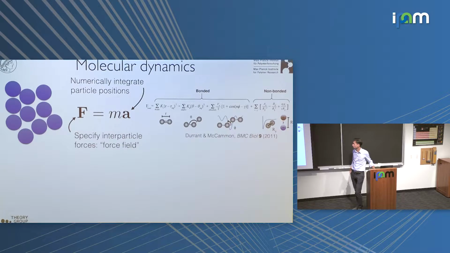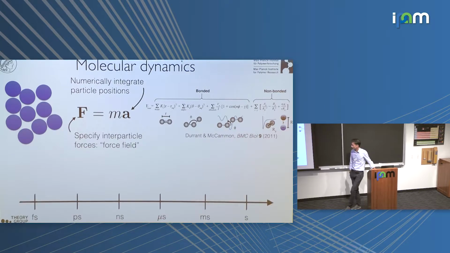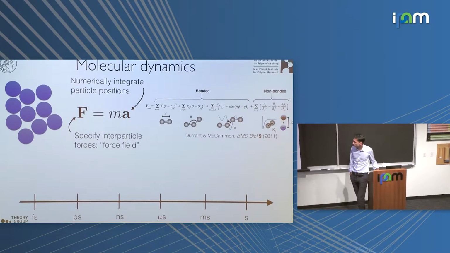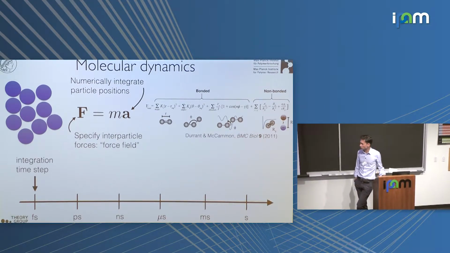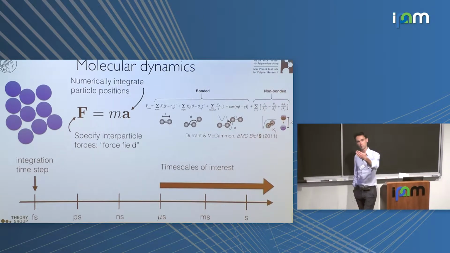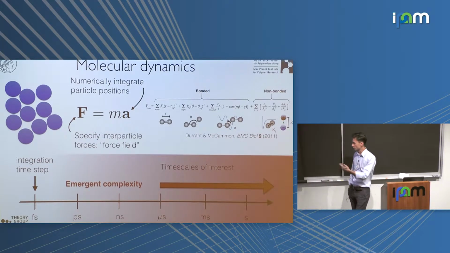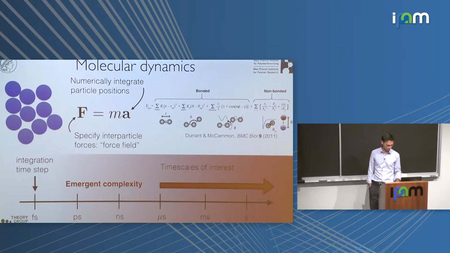We have to work with specific force field terms, and it's something I'm not going to go back into. These are the basic ingredients that you need to describe molecules in terms of covalent interactions and intermolecular interactions. What's of interest here, and Frank alluded to this, and Cecilia as well, is that you work with an integration timestep that's extremely small, and you're typically interested in timescales that are orders of magnitude longer. And so you're looking for the emergent complexity at large timescales.